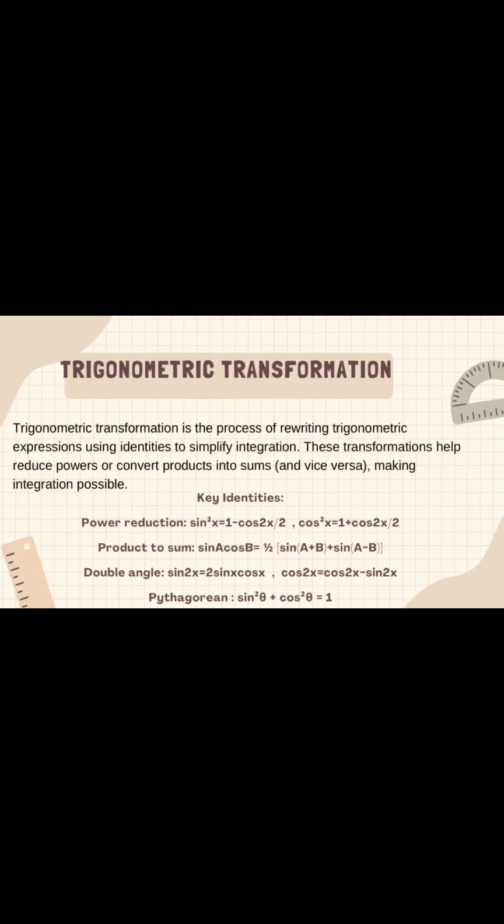Trigonometric transformation is the process of rewriting trigonometric expressions using identities to simplify integration. These transformations help reduce powers or convert products into sums, making integration possible. So we have here our key identities to help us simplify integrals involving powers and to convert difficult trigonometric products into sums using these identities.